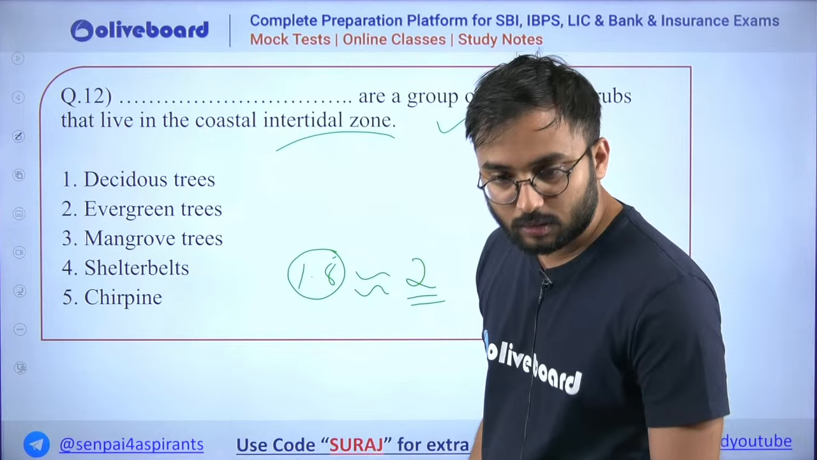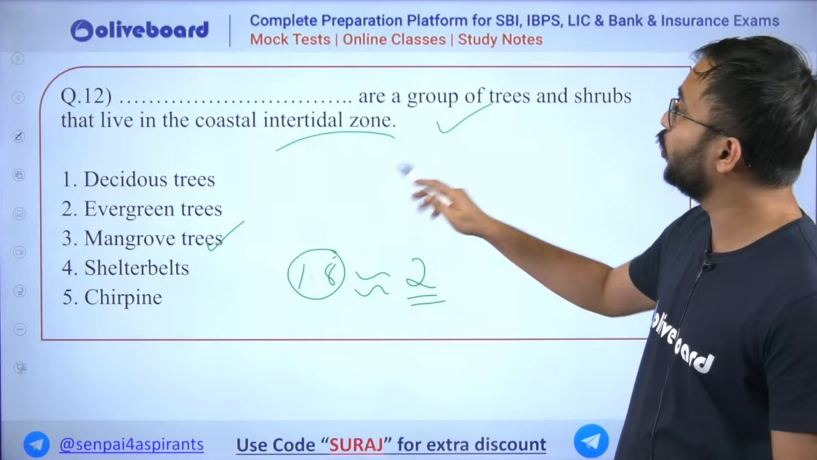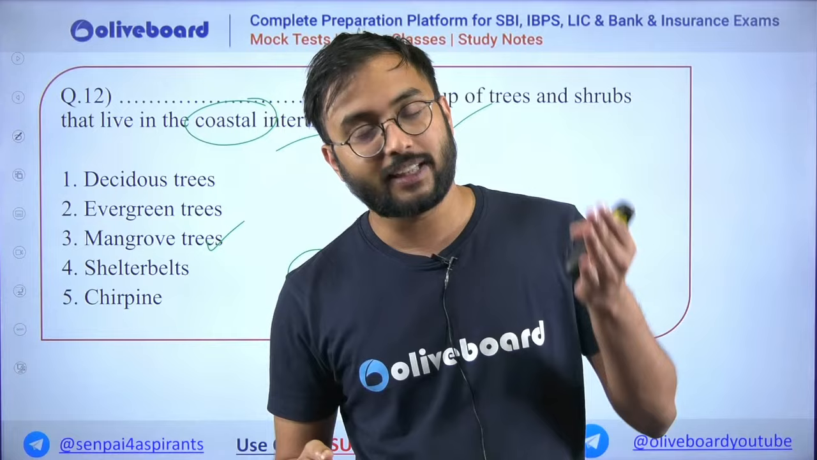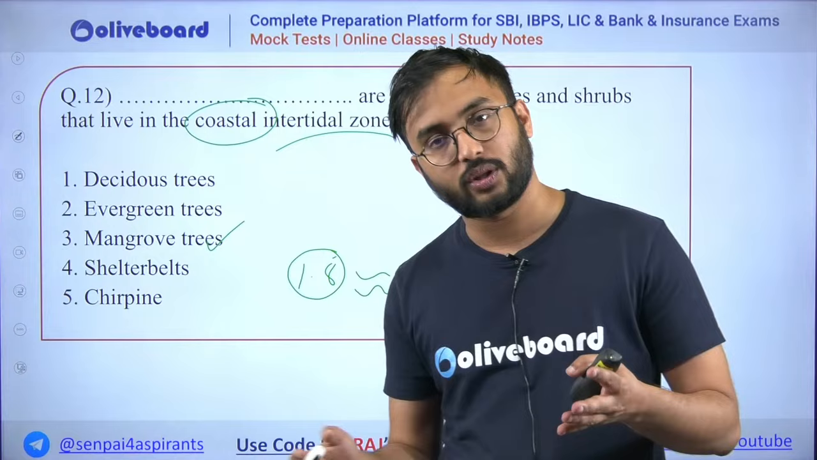Yes, mangrove is the correct answer. So here you could see mangroves are those trees which are planted in the intermediate area, that is coastal, that is a water body and land. Okay. So mangroves are areas in which, of course, land is also there and water is also there. So here we could see mangrove plantation is there.